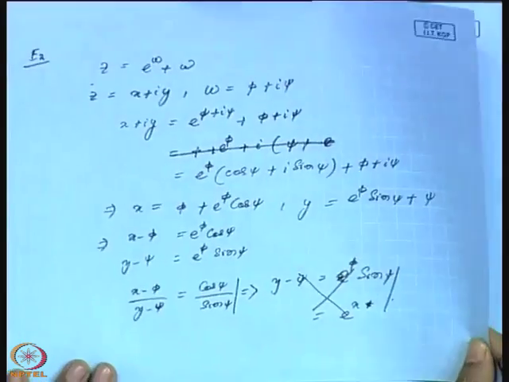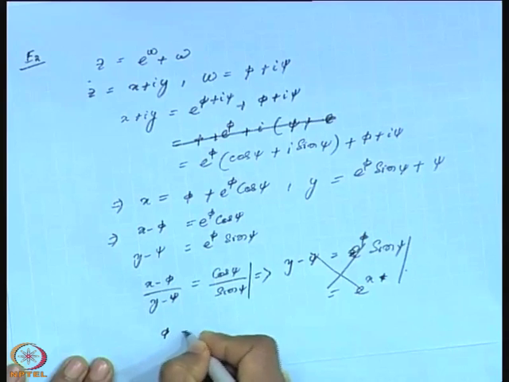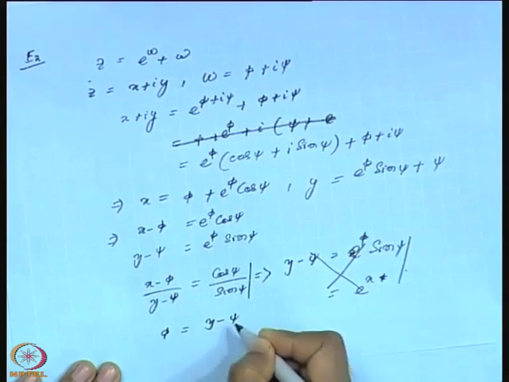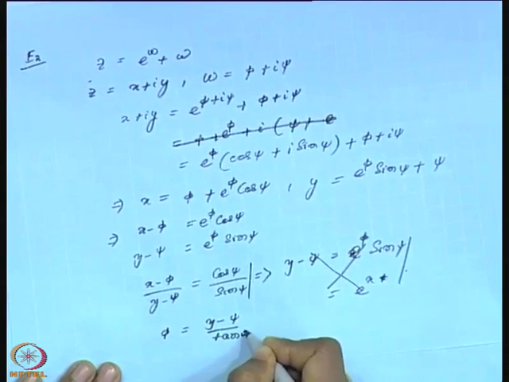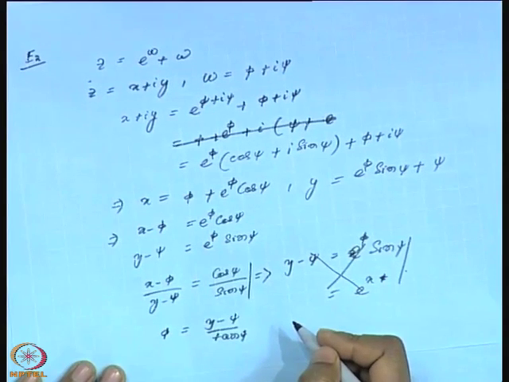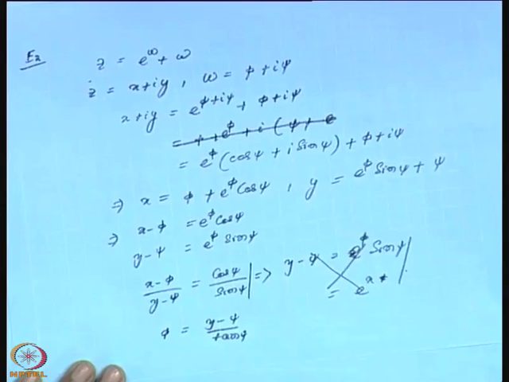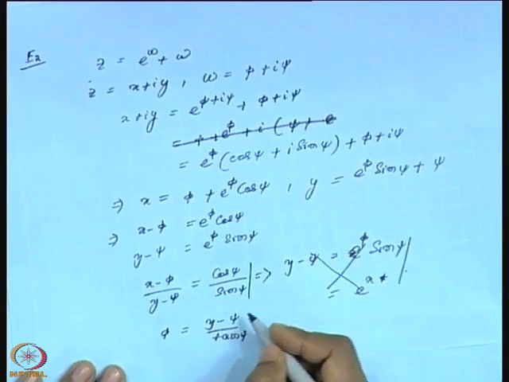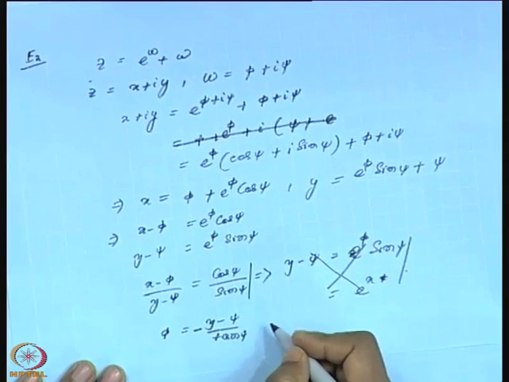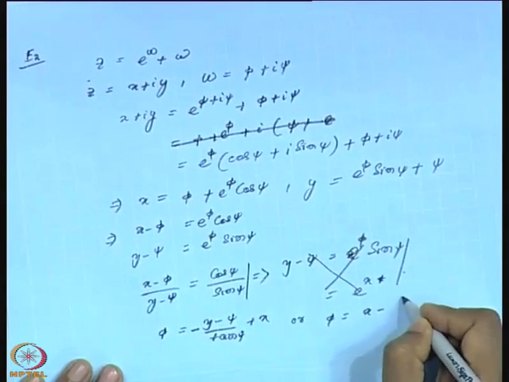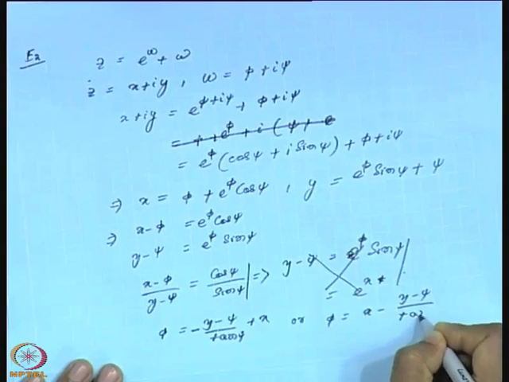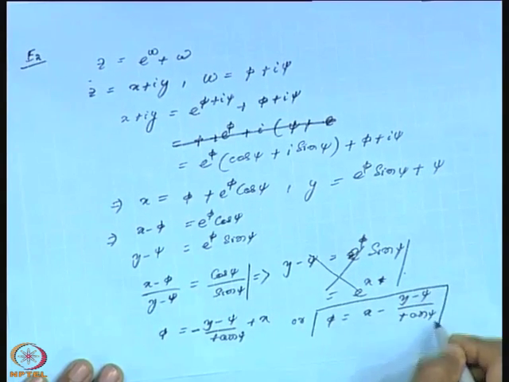I have x minus phi, so I can always get phi from here. Phi is equal to y minus psi by tan psi, that is, minus y minus psi tan psi plus x, or I will call it phi is equal to x minus y minus psi by tan psi. I am telling you the algebra is a little complex here.